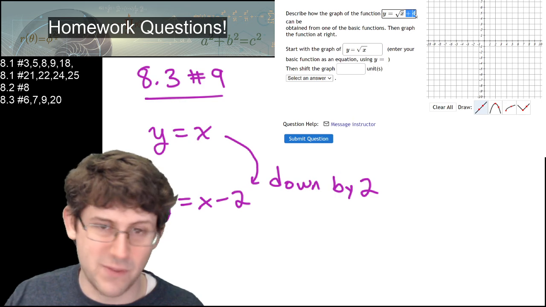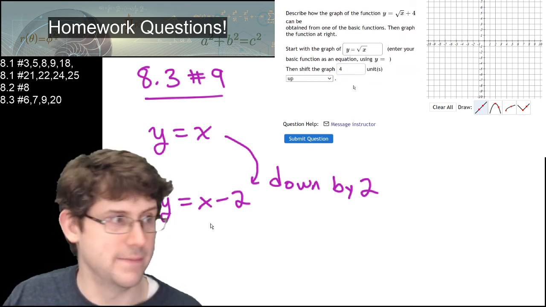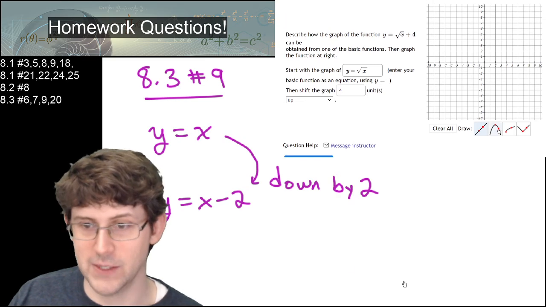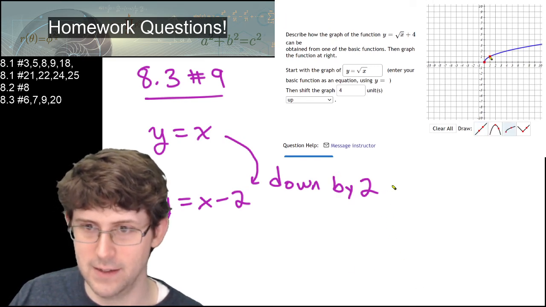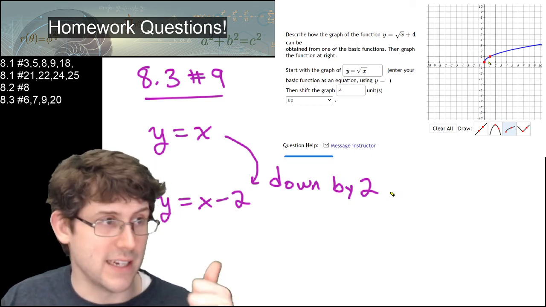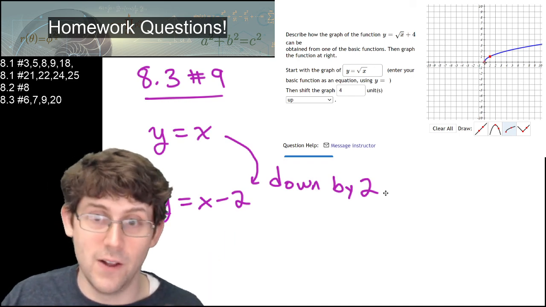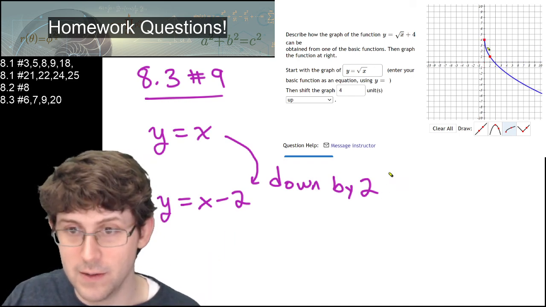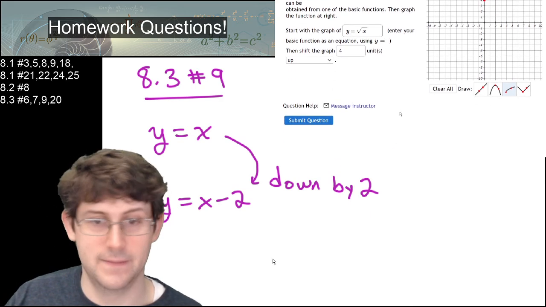And there's just a plus 4 on the outside of the function, so that moves it up by 4. So let's do it. I'll have regular old square root of x. And then I move the whole, so regular old square root of x goes through 0, 0, and 1, 1. And then I'm moving all the points up by 4. And that's my new graph.